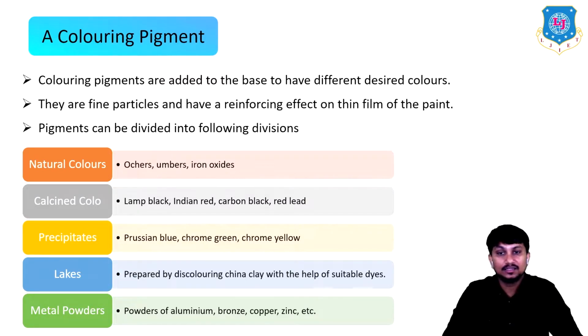Next is lakes, which are prepared by coloring china clay with the help of suitable dyes. And the last is metal powders. These are the powders of aluminum, bronze, copper, zinc, etc. So these are the various types of pigments you can use in your paint.